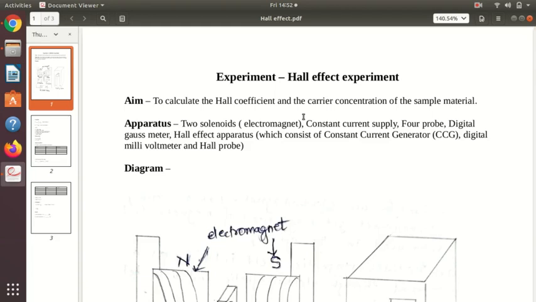Hello students, today we are going to see the Hall effect experiment. You have to write in the journal in this manner.